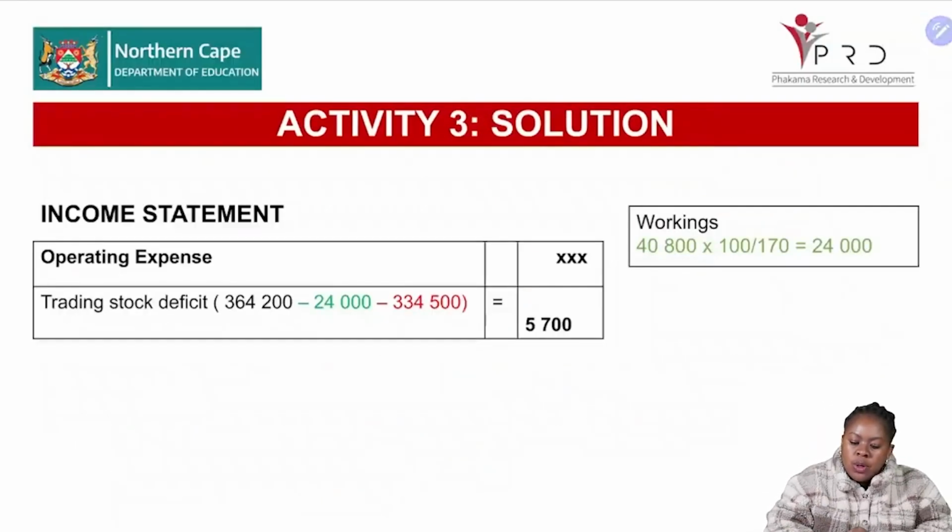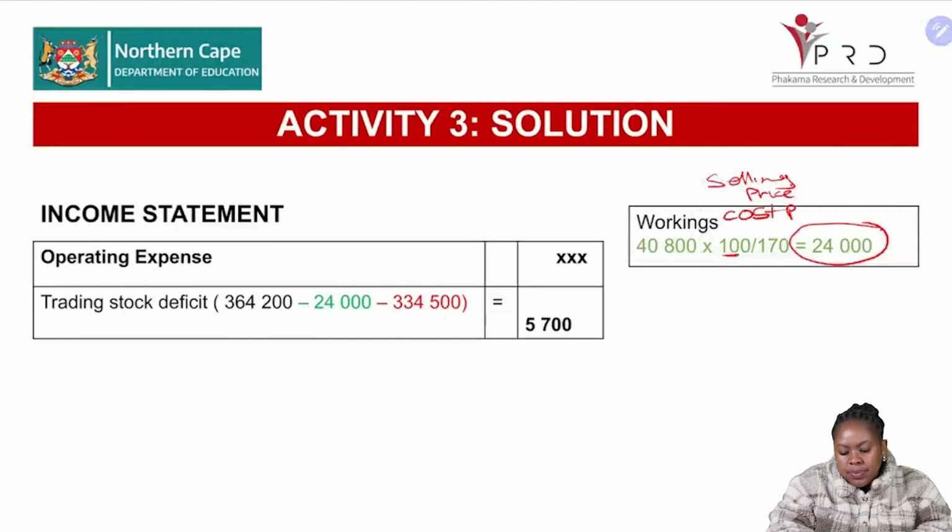So we will say 40,800 multiplied by 100 over 170. Why are we calculating this? Because they gave us our selling price and we record our stock at cost price. So we need to find out how much the cost price is. Inventory or trading stock is always at cost. So 24,000 worth of stock was sold.